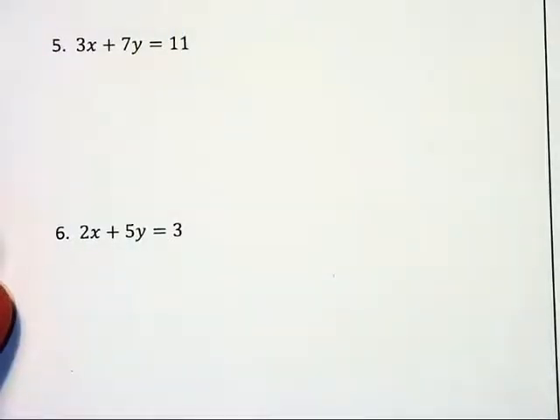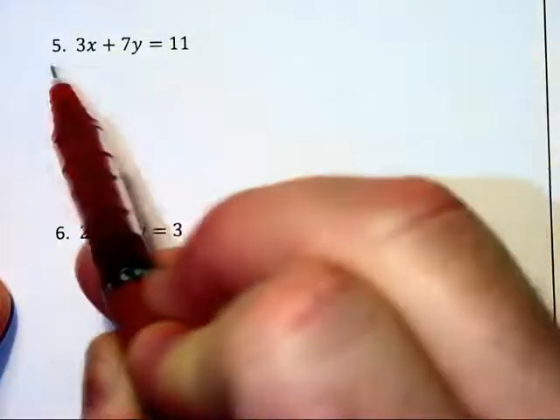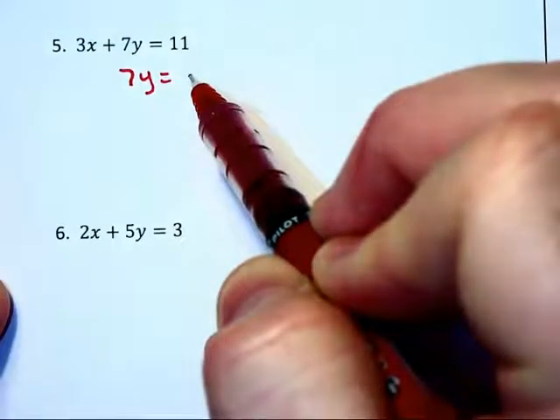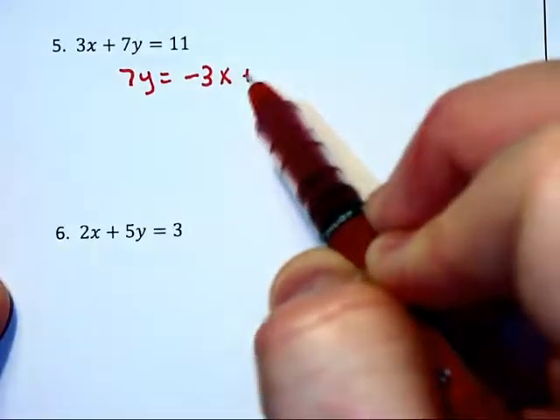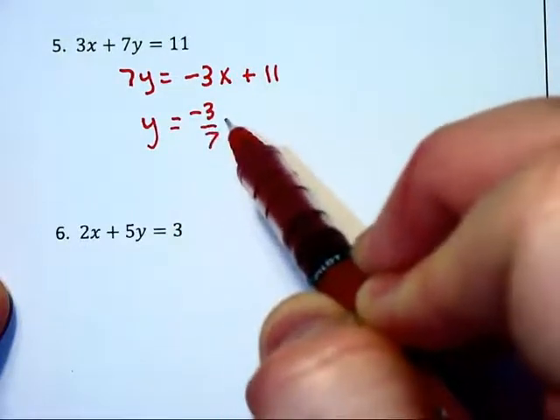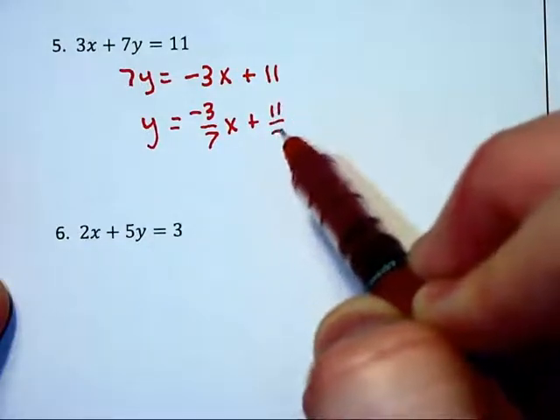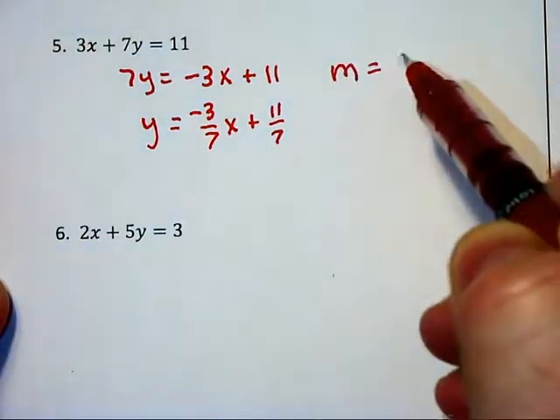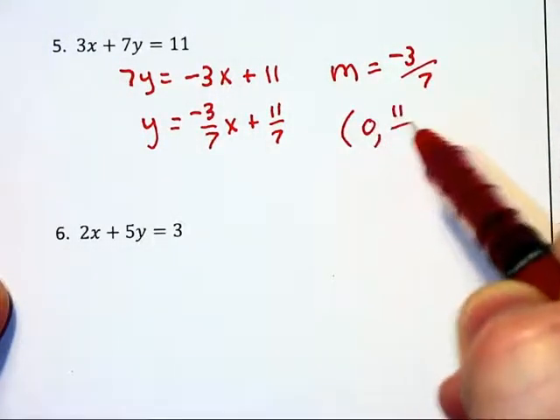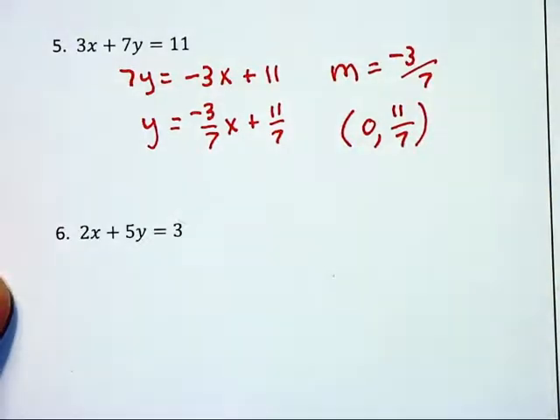When the equation is not in slope-intercept form, you need to convert it to slope-intercept form, and that means isolating the y. So we will begin by subtracting 3x on each side and writing this as 7y = -3x + 11, and then dividing each side by 7 to have y = -3/7 x + 11/7. So the slope here is going to be -3/7, and the y-intercept is going to be the point (0, 11/7). That is a key skill to be able to perform.